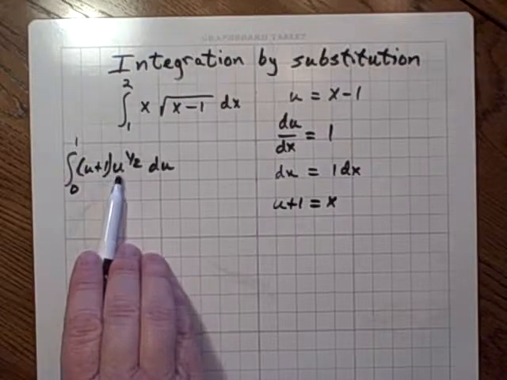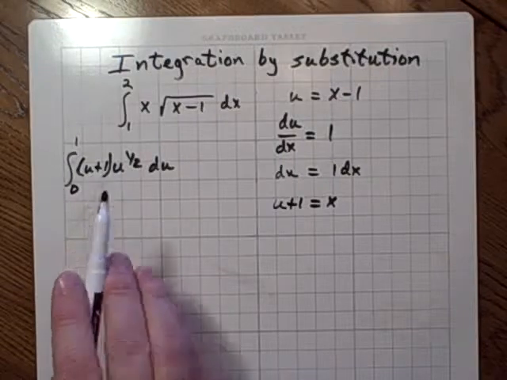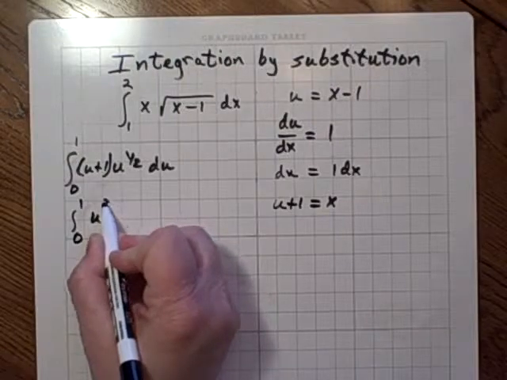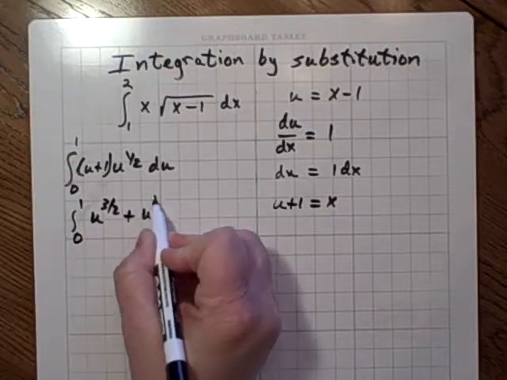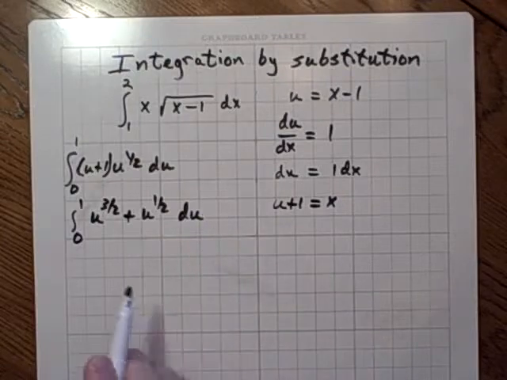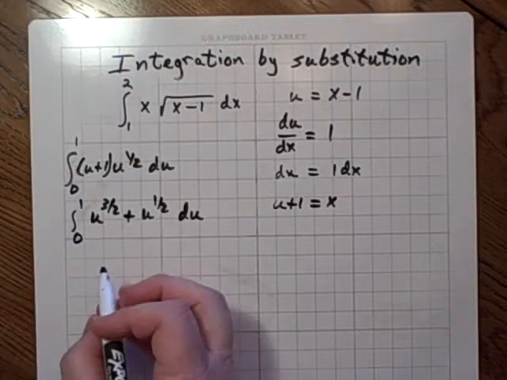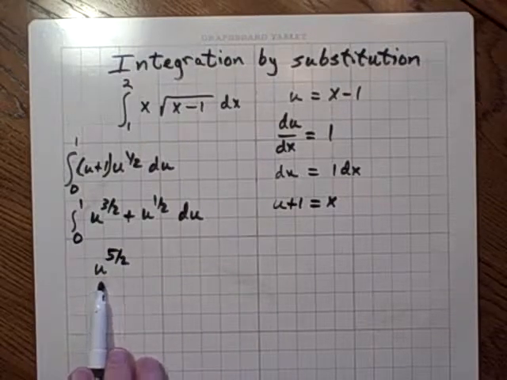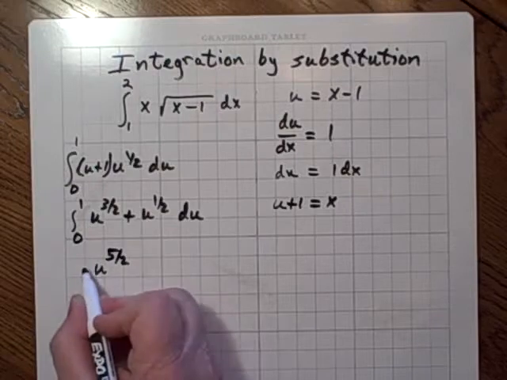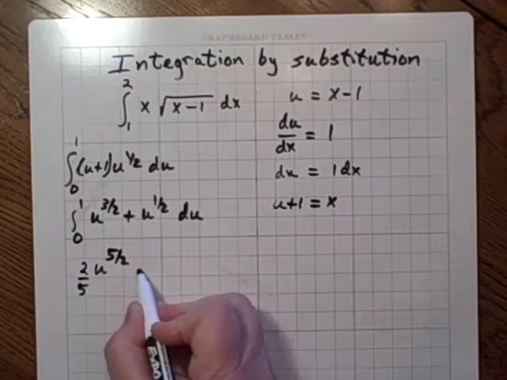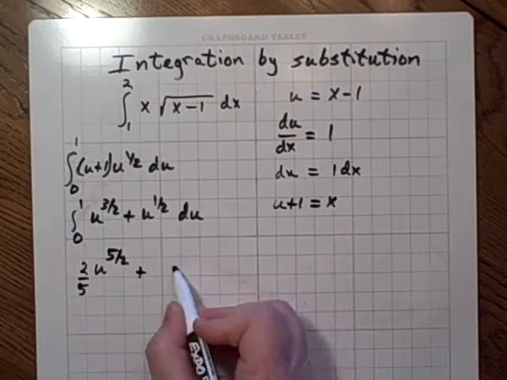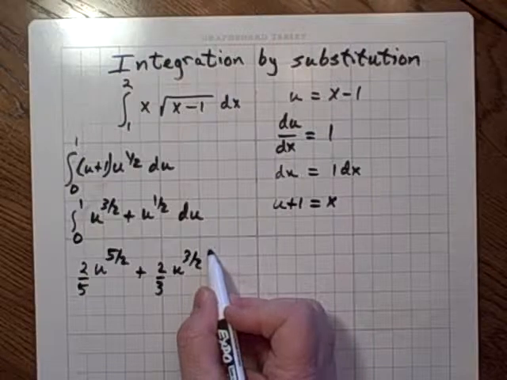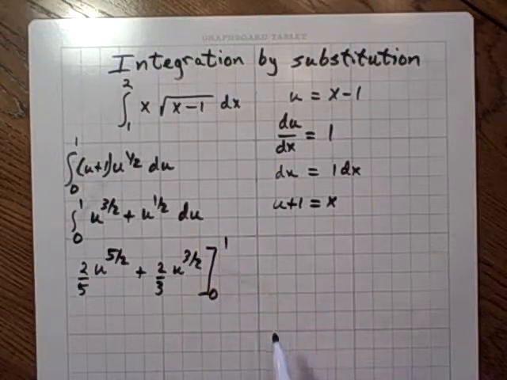Makes sense to do some algebra here and distribute the u to the 1/2 into that group. I will then have u to the 3/2 plus u to the 1/2. We integrate each of these using the power rule. U to the 5/2. Again, rather than dividing by 5/2, let's multiply by 2/5. U to the 3/2 times 2/3. We still have to do the substitution from 0 to 1.